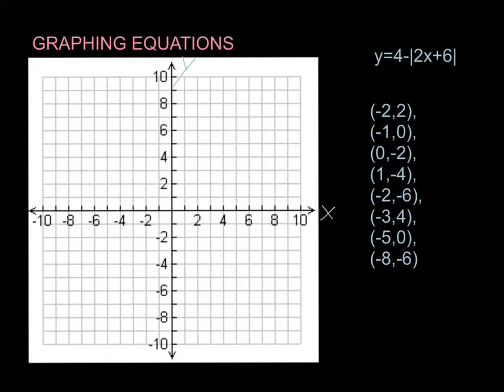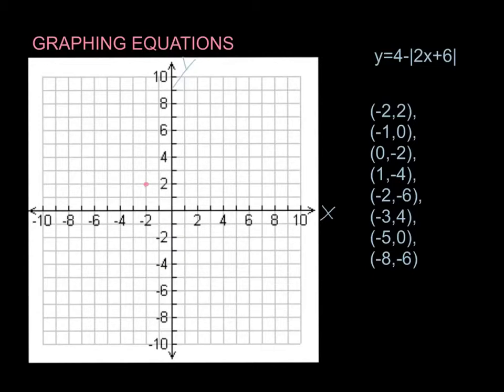Okay, so we know that -2 is x. So we're going to go along here and find -2 right here. Then 2, we're going to go up, and there's 2. So at the place where they intersect, which is right here, we're going to put a little dot right there. And we're going to do that for every single one of them.